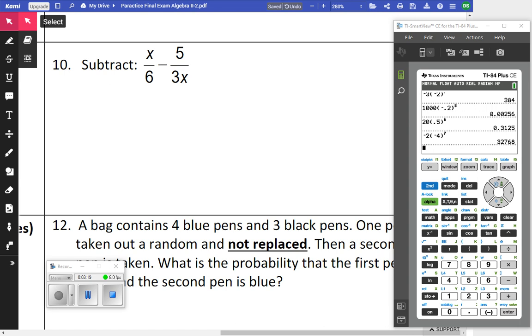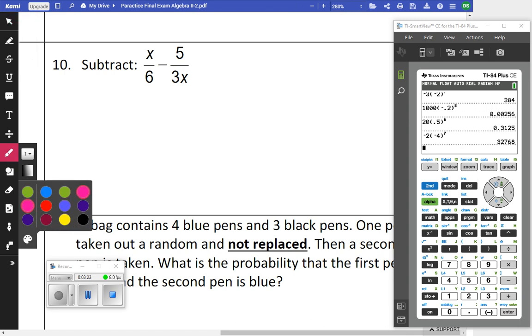When there's no equal sign, we're getting an LCD, meaning we want the denominators to be the same so that I can subtract them, because in the end, I'm going to get the same denominator. It's not getting rid of denominators if there's not an equal sign. We're not solving. Okay, we're getting a fraction.